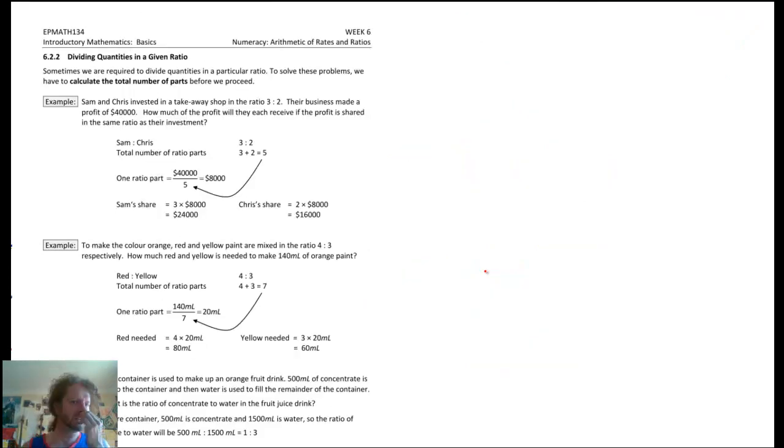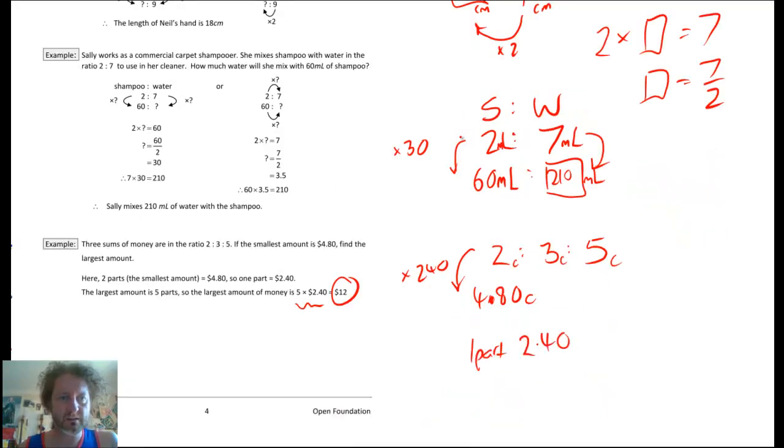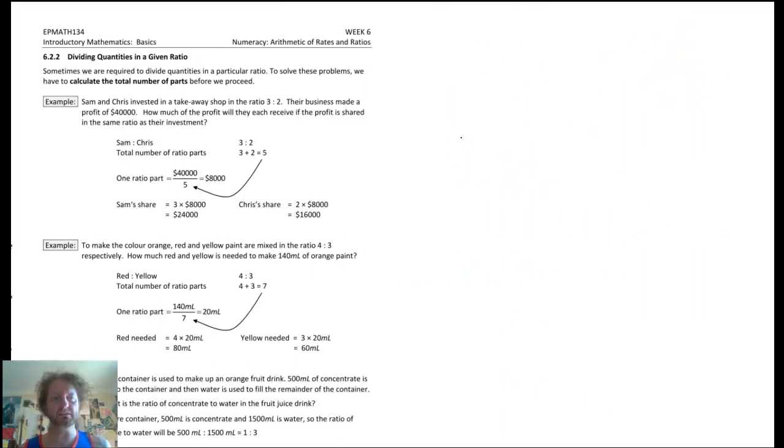Now, this is different. So there's 2 types of ratio questions. I'll just back up again. We said finding one quantity when given another. So this is when we were given a ratio, we were given one side, but one side was missing. Now the next question says dividing quantities into a given ratio. So instead of getting given one side and finding the other, here you're given the total. And it says here's the total, now split it into the 2 bits or 3 bits or 4 bits. So it's different. It's not given one side, find the other. It's here's an amount, split it.